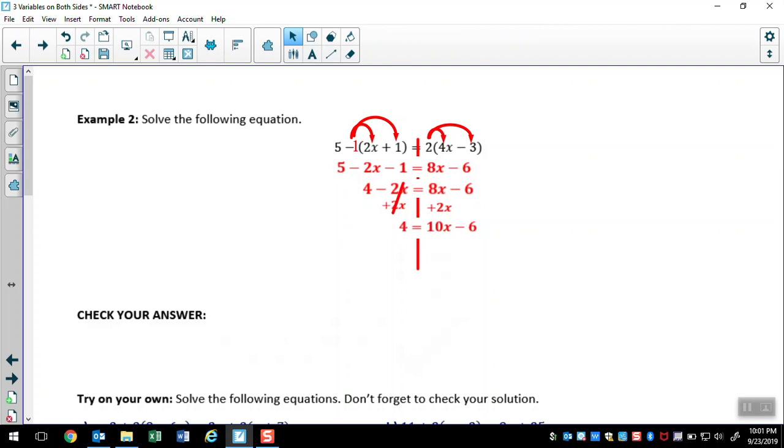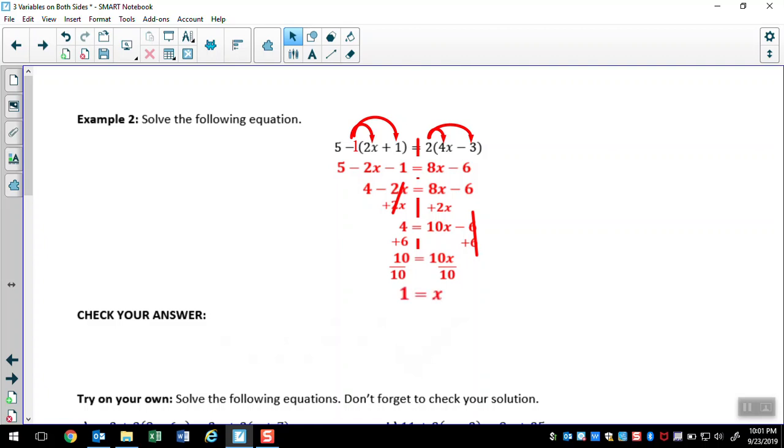Okay. Now we can get our constants, so the 6 over here with the 4. So I'm going to add 6 to both sides. And when I do that, those cancel out. And now I'm down to this equation here. And my last step finally is to divide to isolate that variable. 10 divided by 10 is 1.